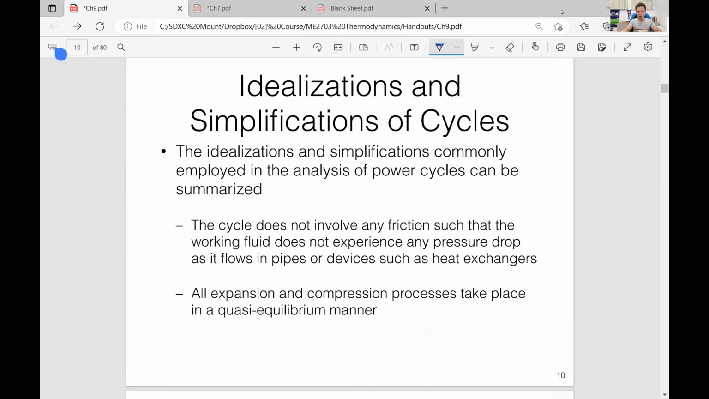Then, okay, so to make a cycle ideal, we need to make some assumptions. We need to make some idealizations or simplifications. Okay, so what are these simplifications? The idealizations and simplifications commonly implied in the analysis of power cycles can be summarized. First one, the cycle does not involve any friction, such that the working fluid does not experience any pressure drop as it flows in pipes or devices such as heat exchangers. So this is something about fluid mechanics.